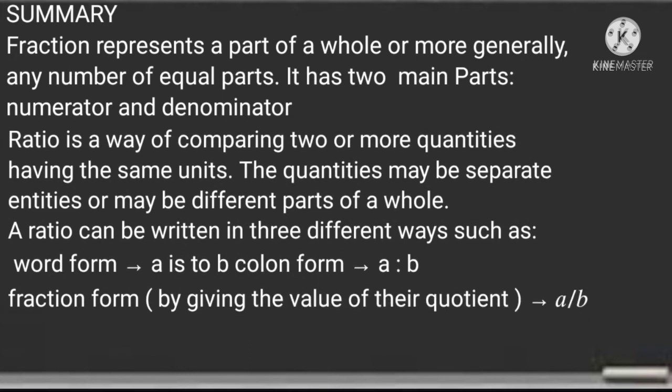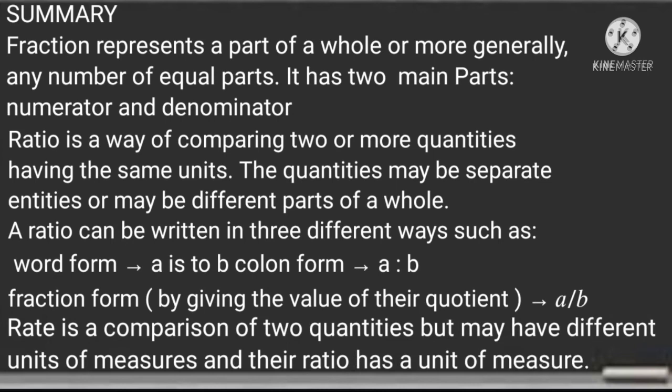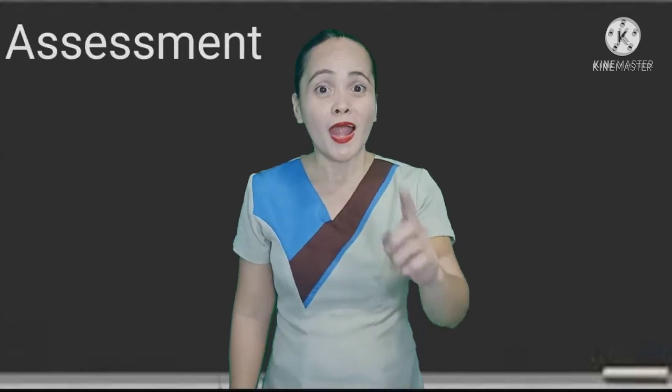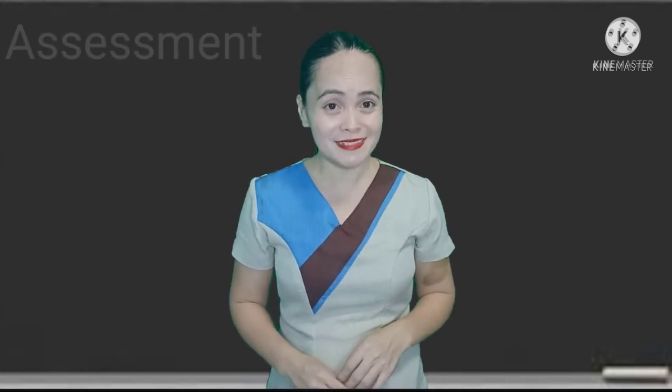A ratio can be written in three different ways: word form, A is to B; colon form, A:B; fraction form, by giving the value of their quotient, A/B. Rate is a comparison of two quantities that may have different units of measure, while a ratio has the same unit of measure. Are you now ready for our assessment?